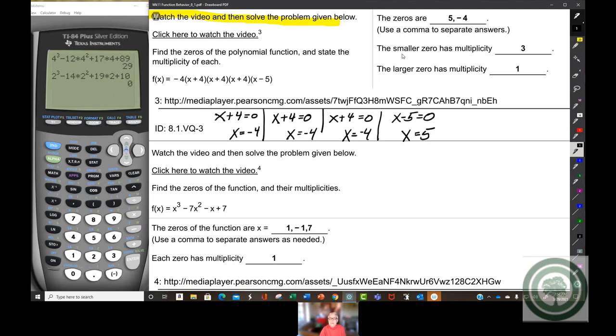Now, it's asking you about the multiplicity. Well, let's look. Multiplicity means how many times a zero happens. Negative 4 has multiplicity three, because it happens 3 times. 5 only happens once, so 5 has multiplicity 1.